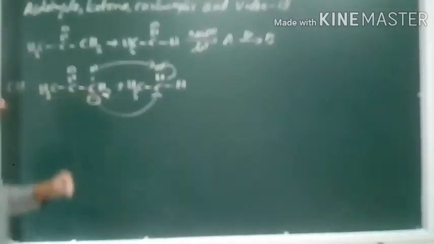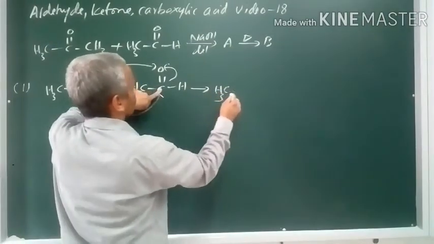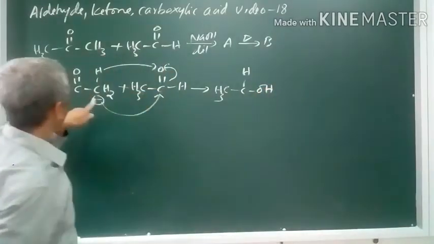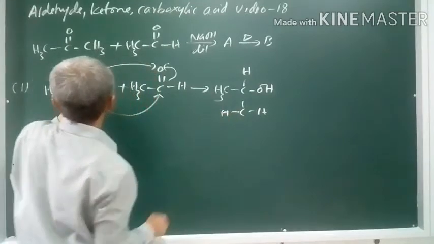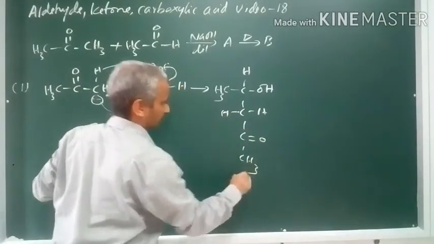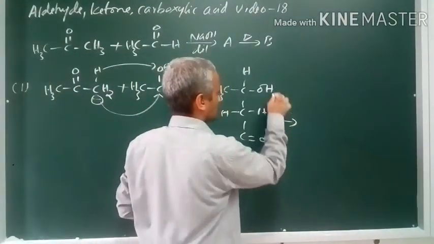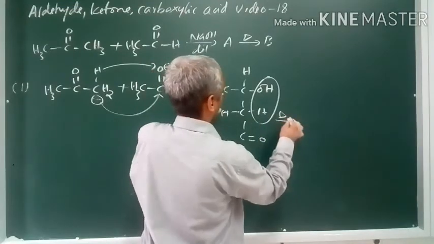So what is the product? CH3, then CHOH, CO CH3. Heat it. The water molecule gets removed.